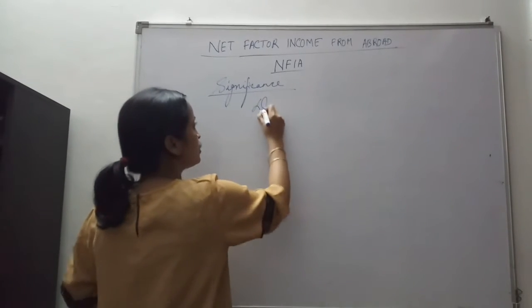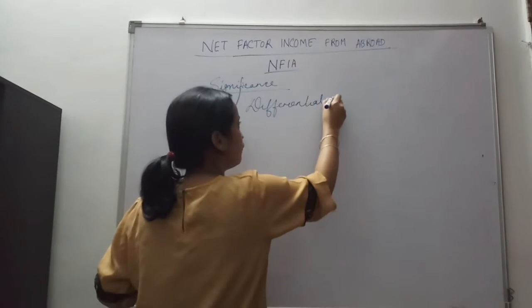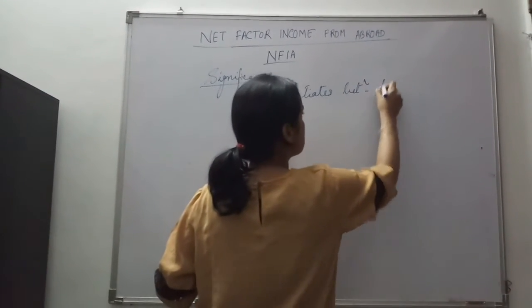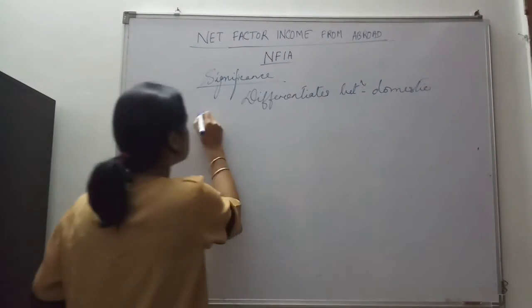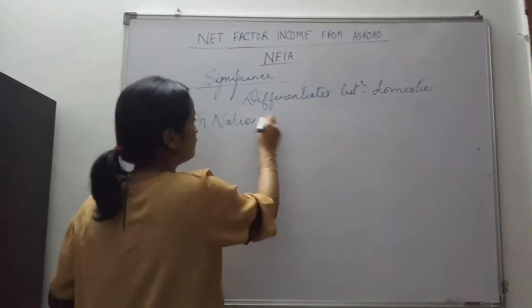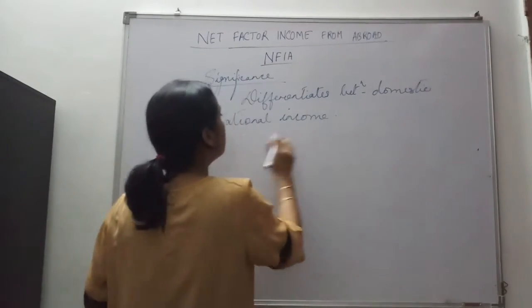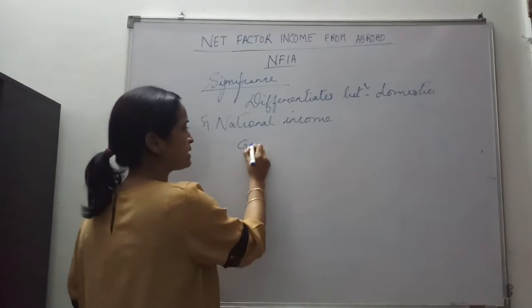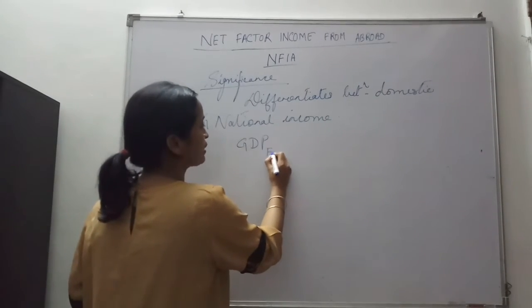NFIA differentiates between domestic and national income. Alright, let's take up a domestic concept, GDP at factor cost.